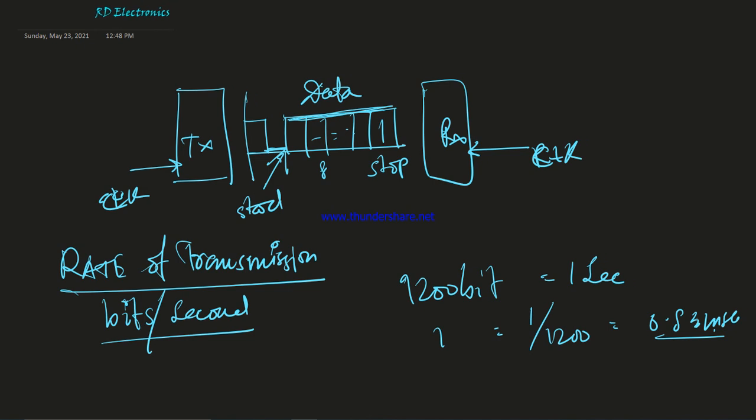So this is the basic fundamental discussion of serial data transmission, what the parameters are, what the logic is, and what the mechanism is by which serial data is transferred from the transmitter to the receiver end.